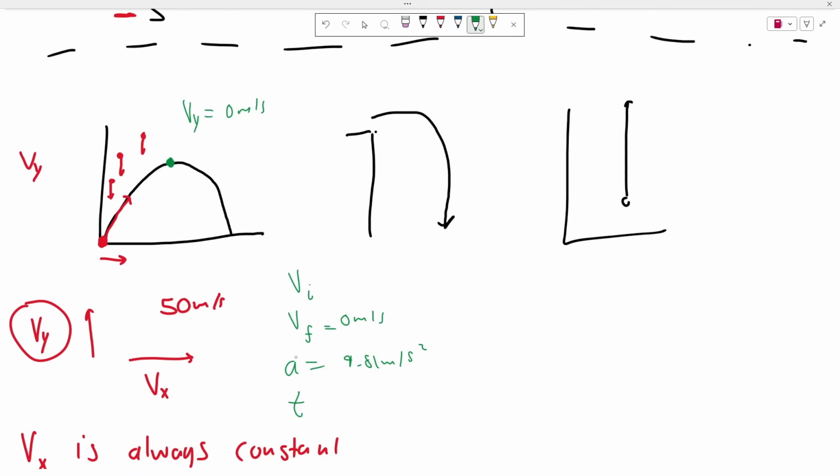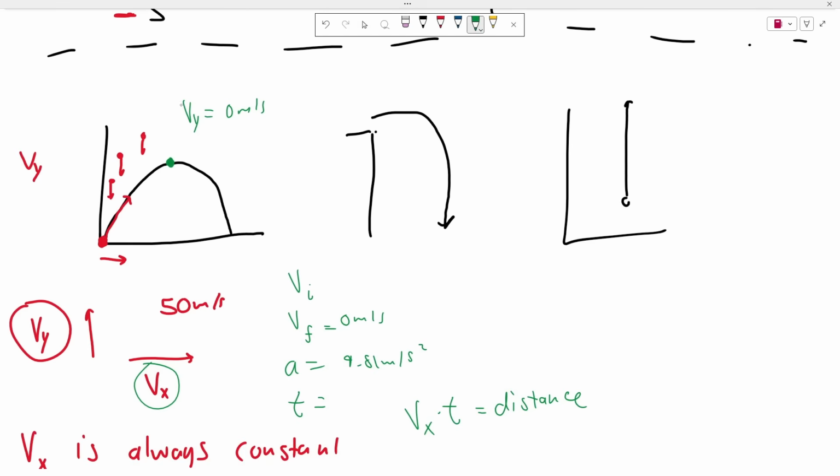And if they ask you, well, how far did it travel before it reached the top of its path? Well, you know that if you find time, you can multiply time by Vx. So your vertical velocity multiplied by time will give you the distance traveled by that object, okay?